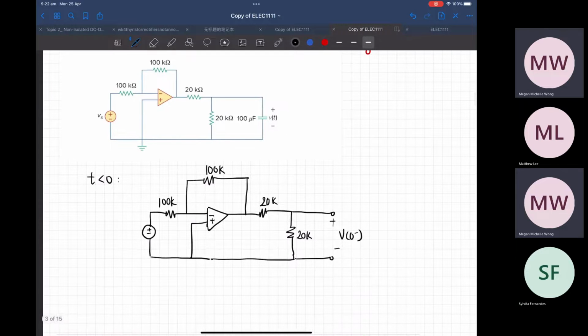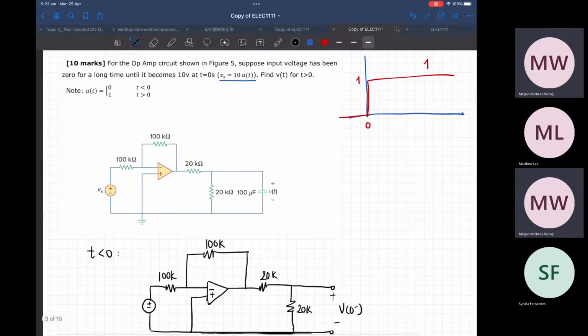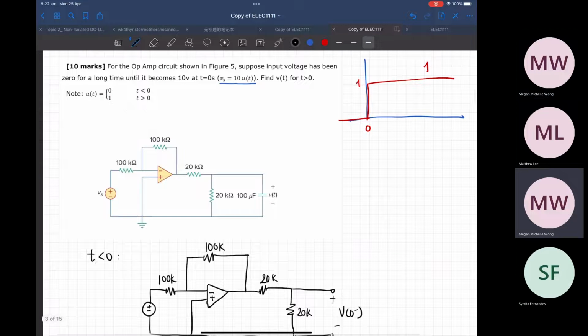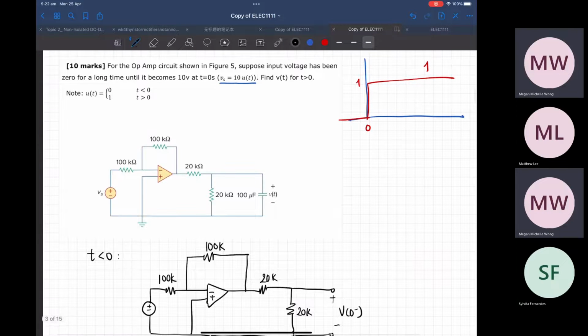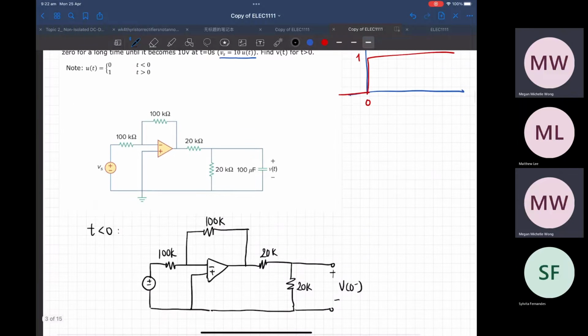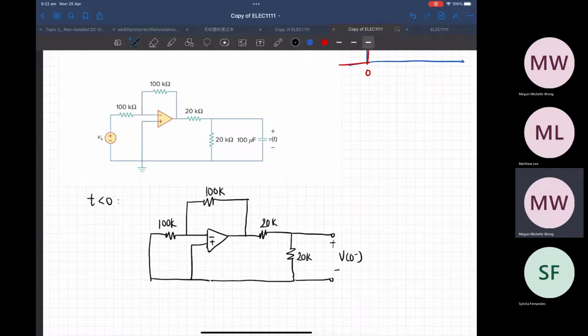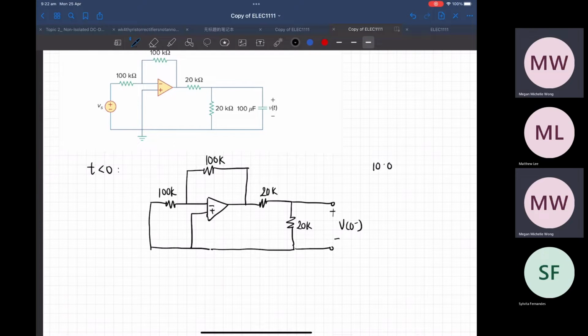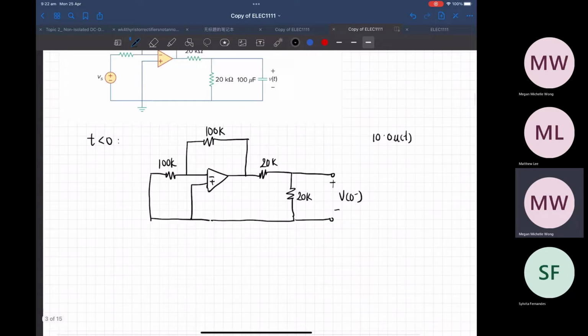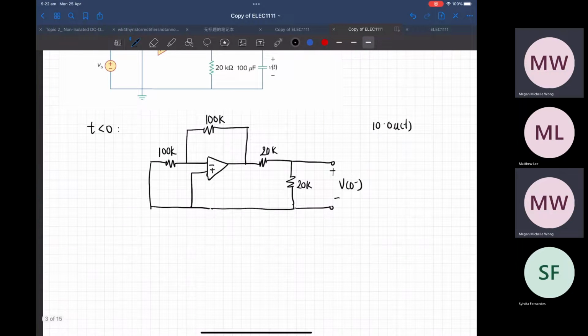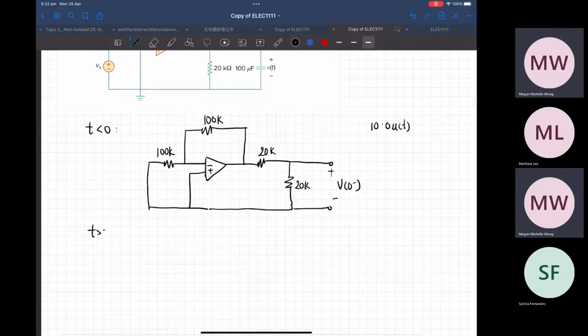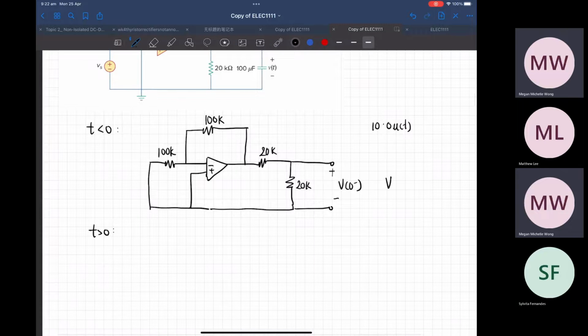So for this one, I'm not too sure if it asks me for the total or not. At t equal to 0 this is actually 0, because it's 10 times u(t). So there's not much to solve, because you wouldn't get anything at the output. So at t less than 0, Vo is equal to 0 volts.